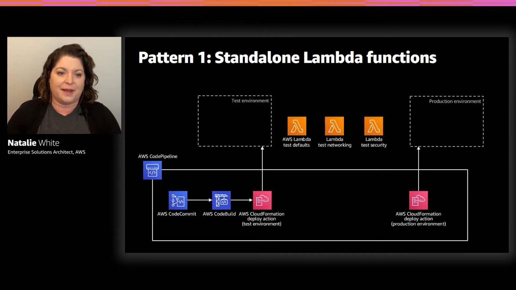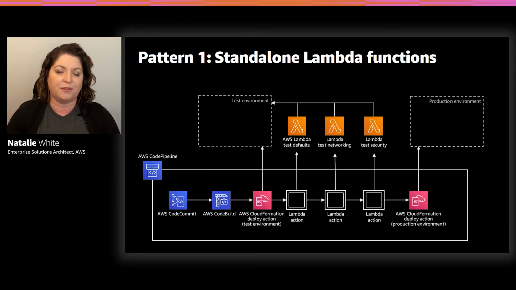So as a part of our pipeline, we're going to create some Lambda invocation actions, or you could create a custom resource, whatever you prefer, to go in and execute those Lambdas, which will run tests against the test environment, and assuming everything is good, then you'll deploy your changes to production.